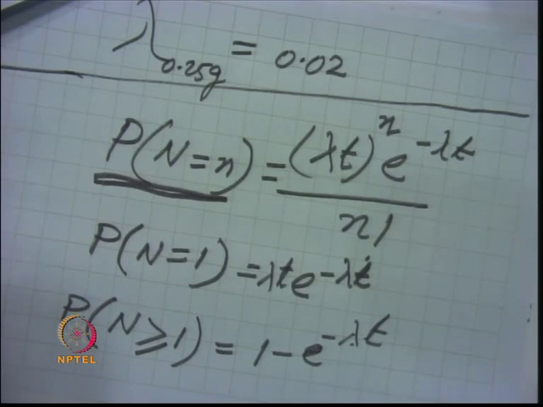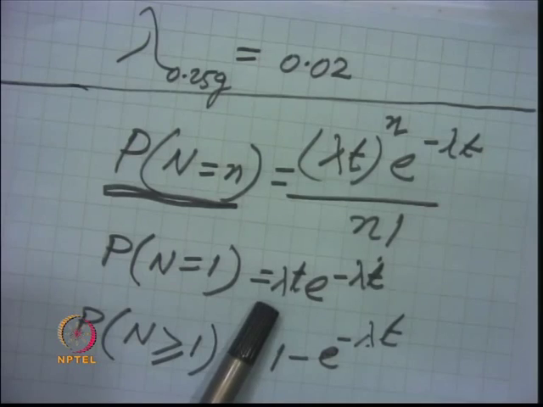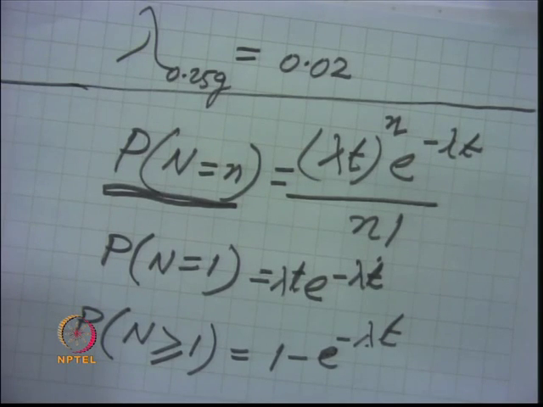So the answer to the first is the probability of occurrence of only one event, given by the equation that we have written. This is the equation, probability of occurrence of only one event, and we put the appropriate value. The value of lambda is given as 0.02. The time period is 30 years, and then e to the power minus lambda t. So that gives a result of 33%.